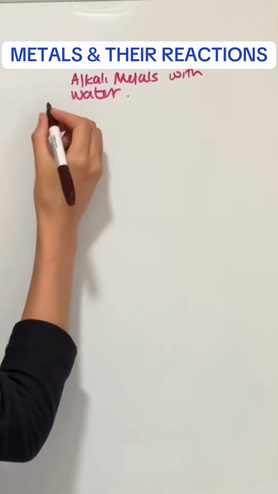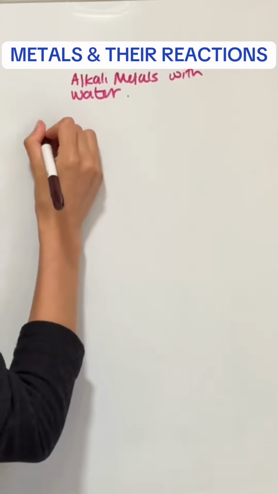We have already previously had a look at the reaction of the alkali metals with water, and we had a look at the general equation and the word equation. Let's see if we can convert the word equation into a chemical equation. I'm just going to pick a random alkali metal, so let's go with sodium.